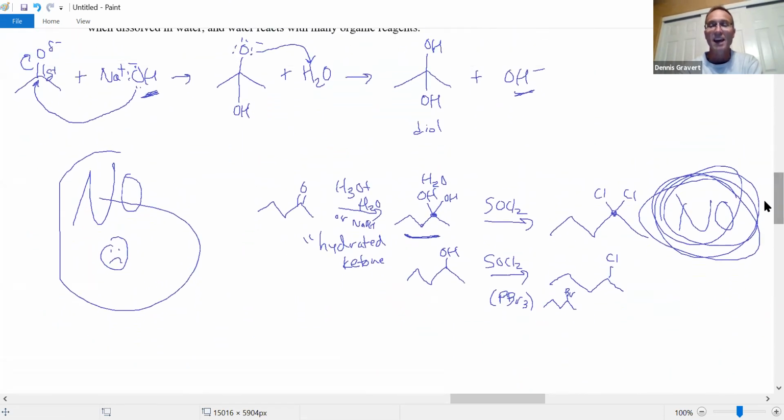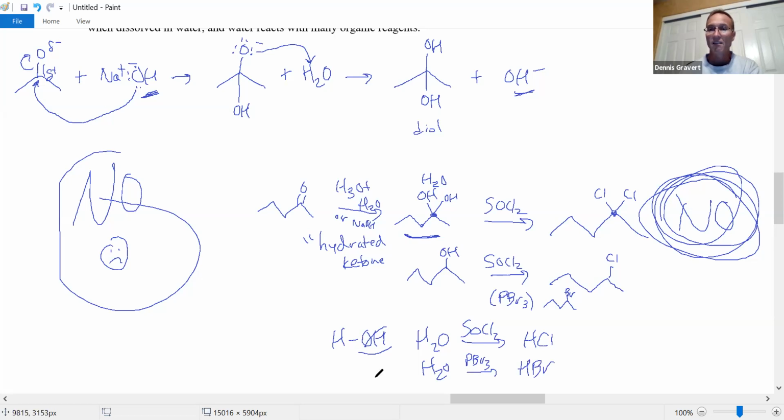Why do we need to worry about that? Well, when we add thionyl chloride to an alcohol or PBr3 to an alcohol, the OH group gets substituted with a chlorine or a bromine. If you add thionyl chloride to water, water has an alcohol group in it. There's an OH group in water. So the thionyl chloride is going to react with that to make HCl. If you add water and PBr3, you're going to make HBr. Right? So all you're doing is substituting. Take away the OH and put on a bromine.